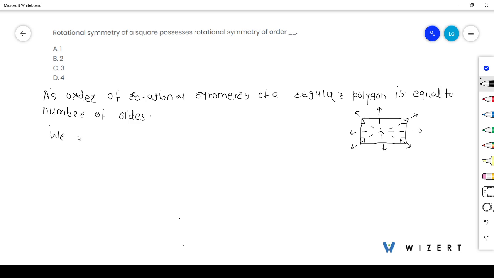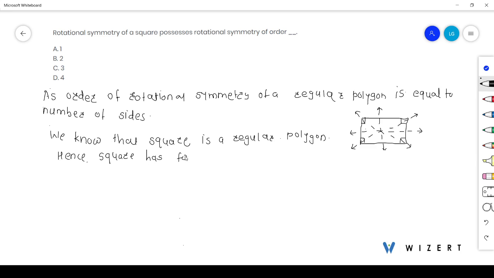We know that square is a regular polygon, hence square has 4 lines of symmetry and has 4 sides.